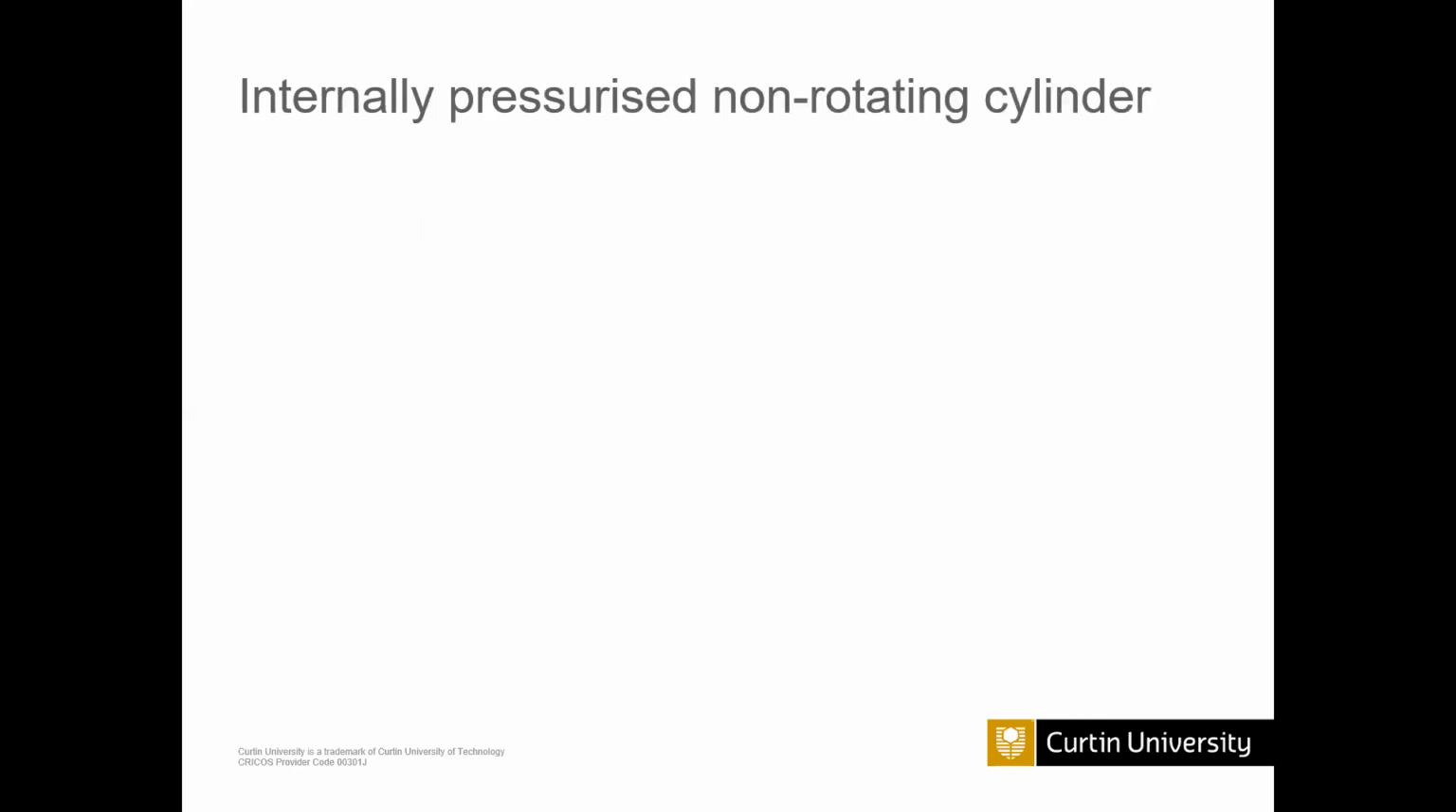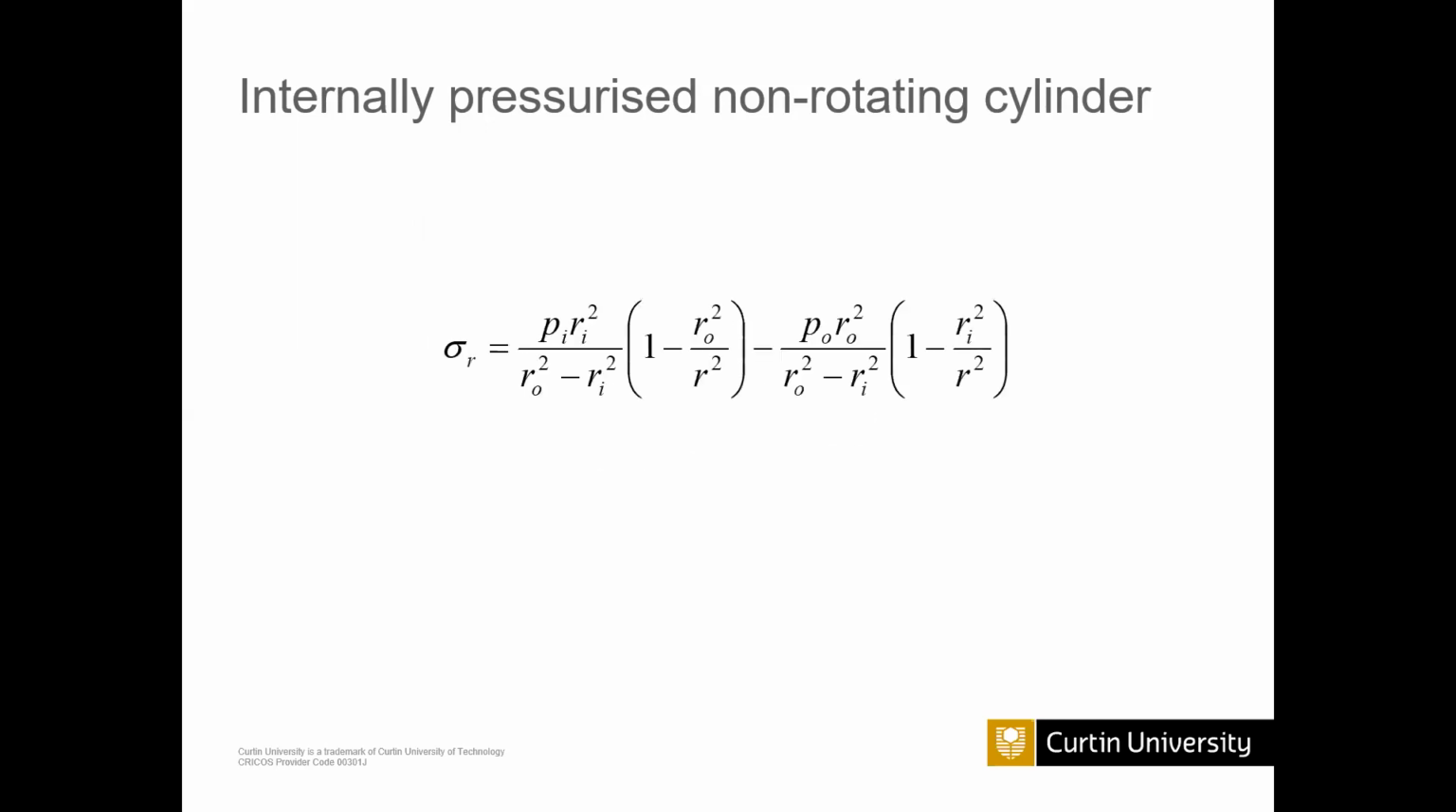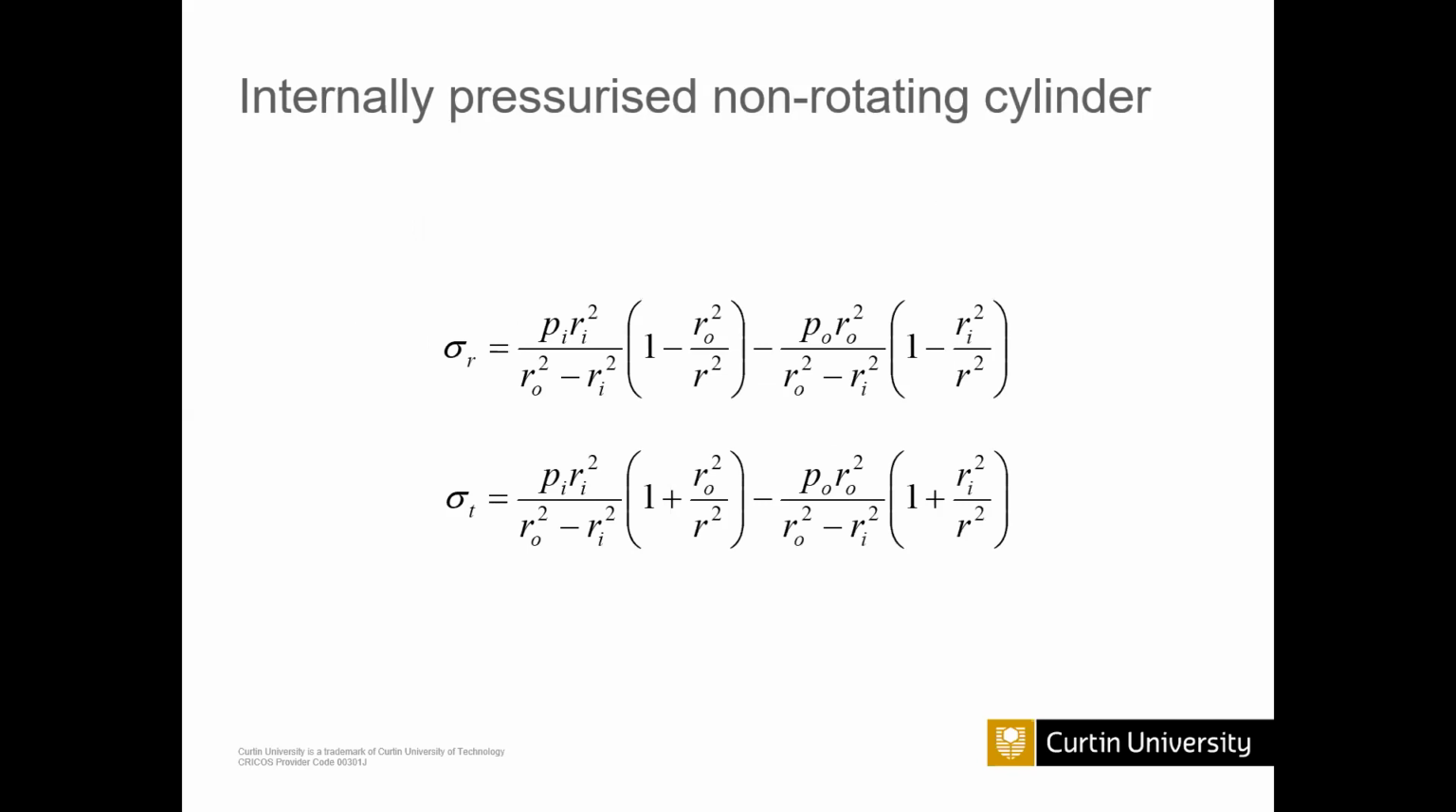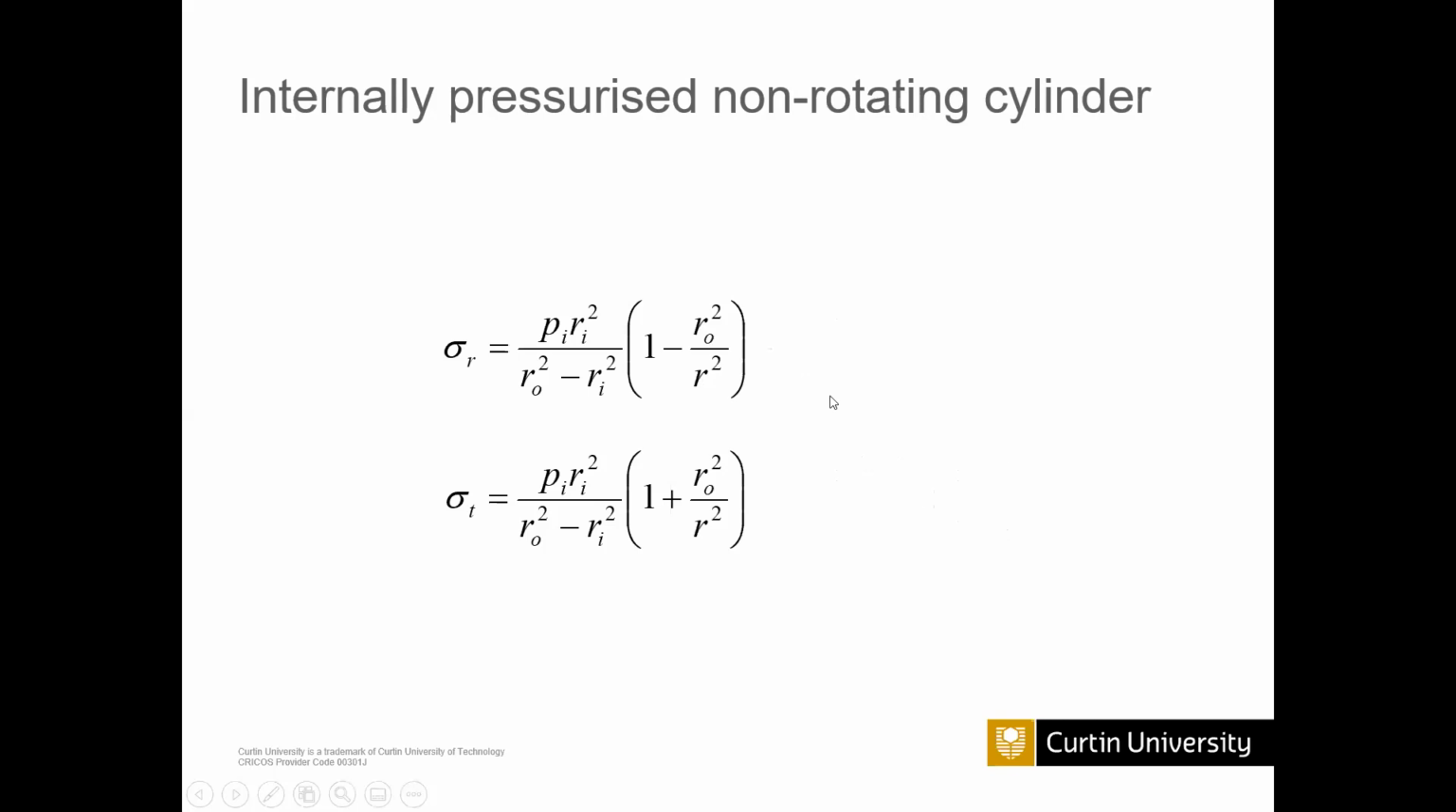So first, internally pressurized non-rotating cylinder. In that case, as I told you, P naught equals 0. Then this is the general case for the non-rotating cylinder, and this is the tangential stress, the general case. If it is internally pressurized only, P naught will be equal to 0. That means these two terms will be cancelled out, so this is the only remaining part. For the non-rotating internally pressurized cylinder, you can use these two equations.